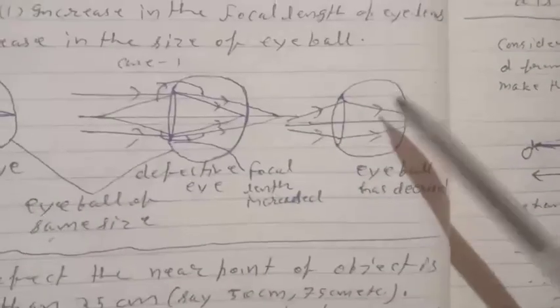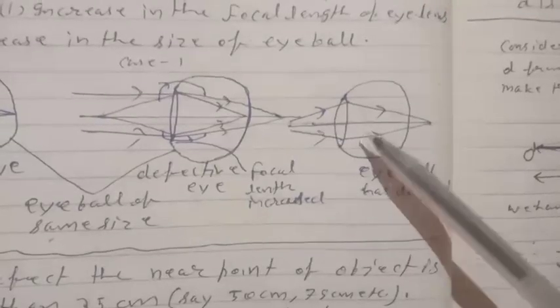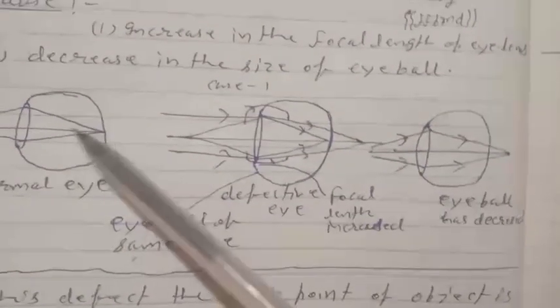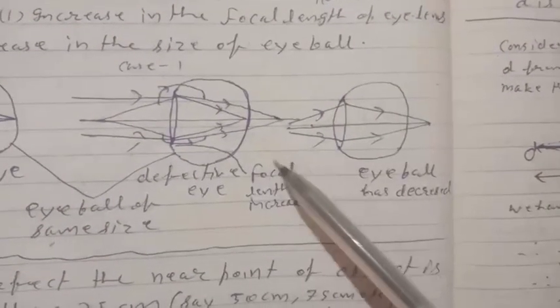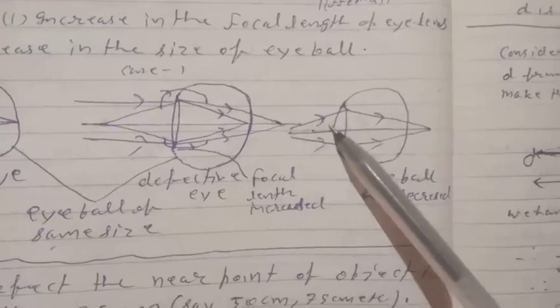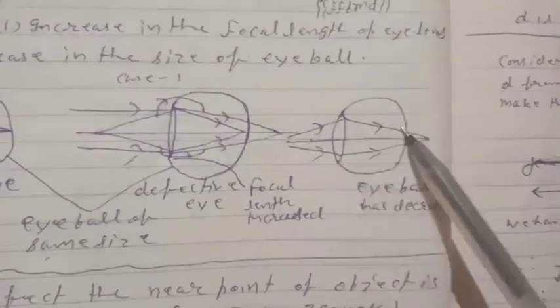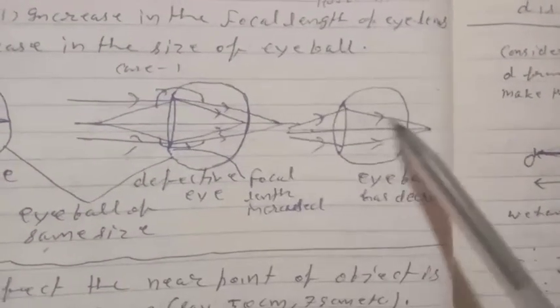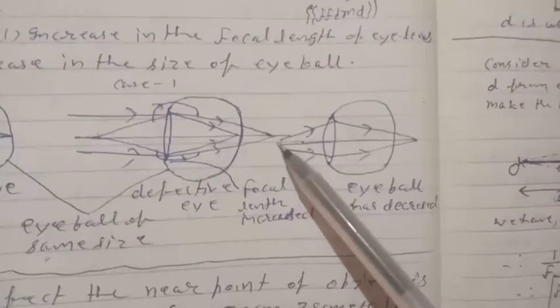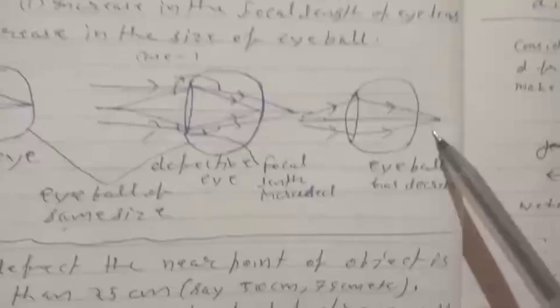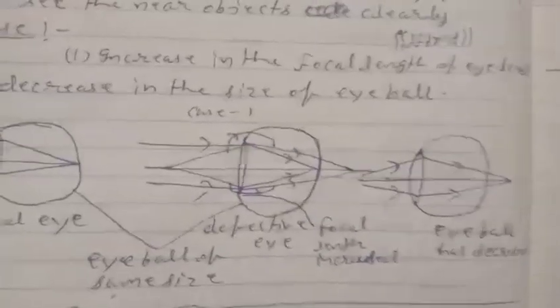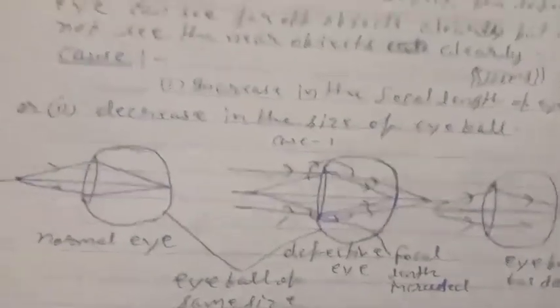Now in this case the eyeball is contracted, that is, the eyeball size has decreased, this length has decreased. So here, again, the lens has the same focal length, but the retina has shifted towards the lens. So the image of the near object is found behind the retina. So in both cases the image is found behind the retina. Now remedy.